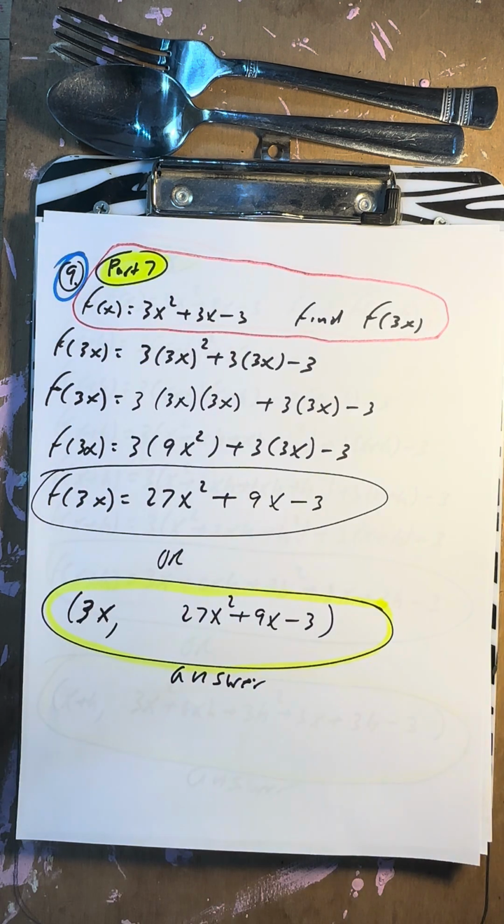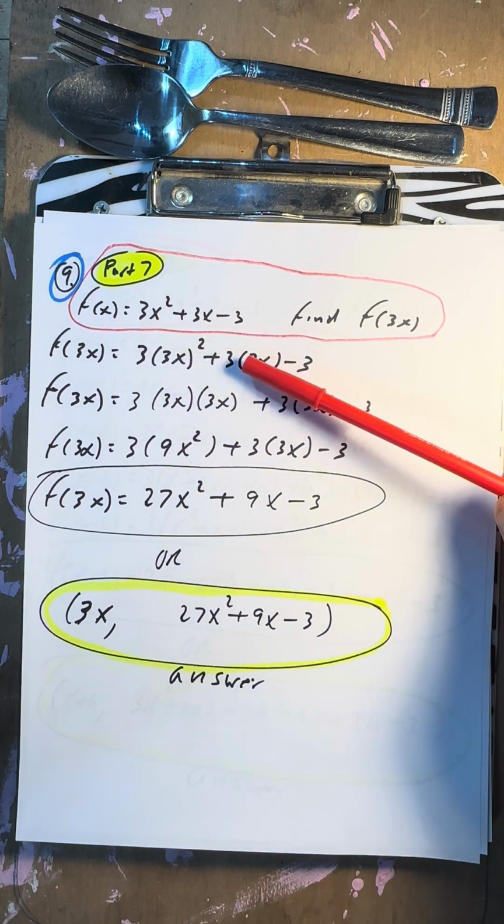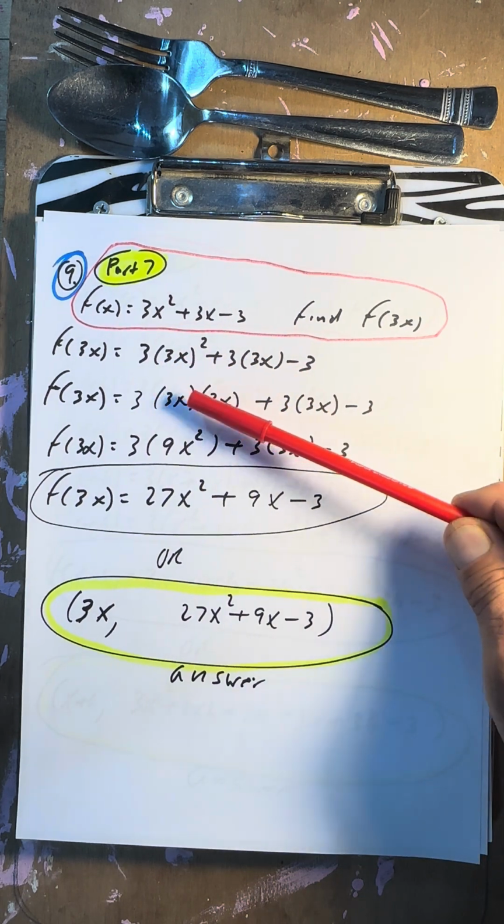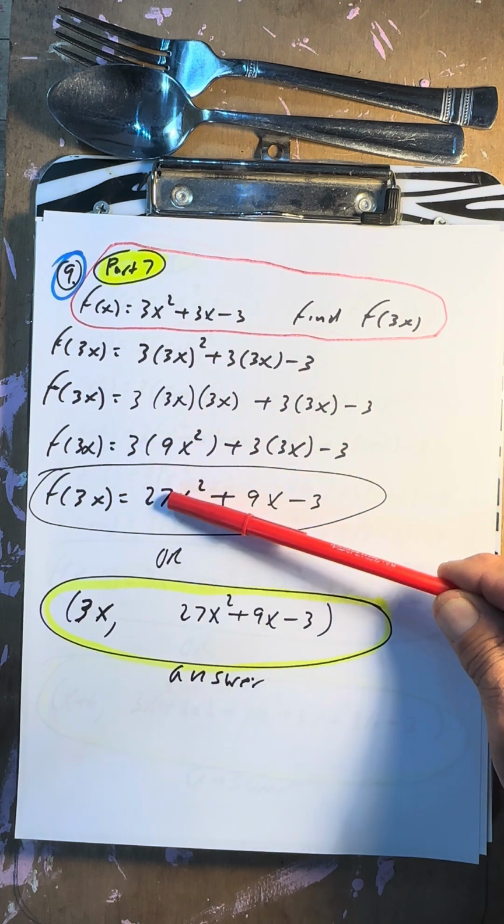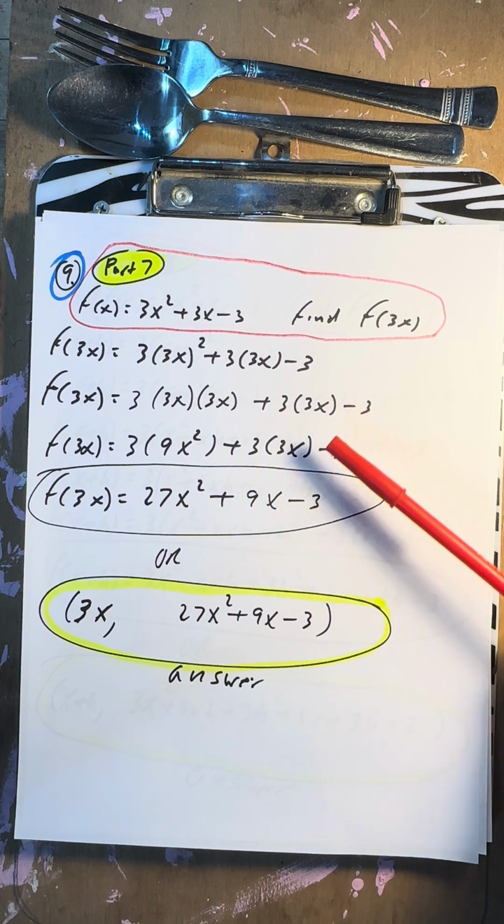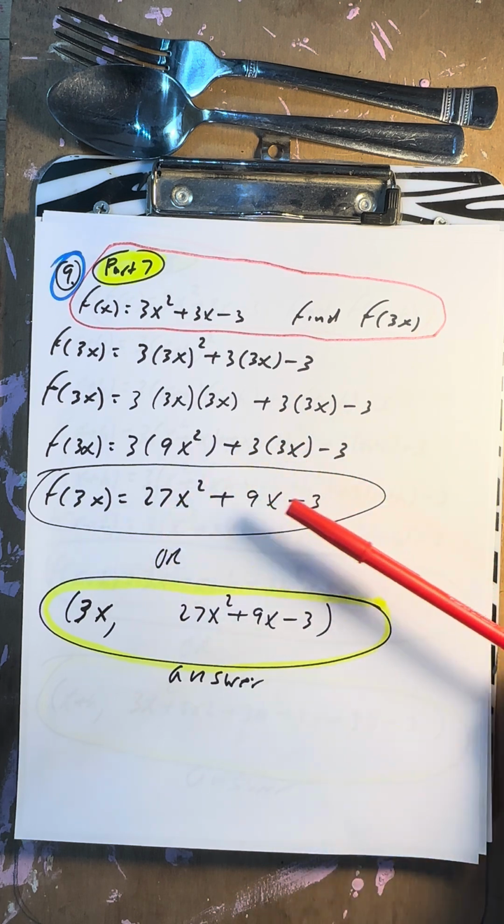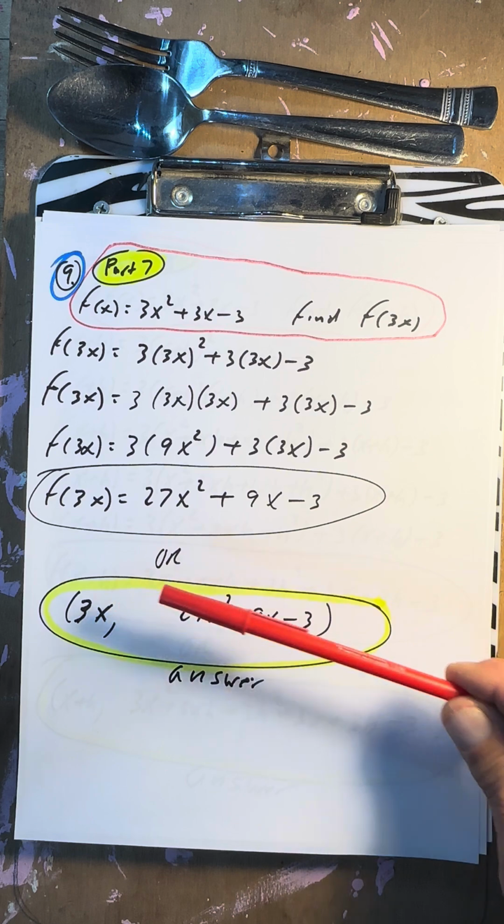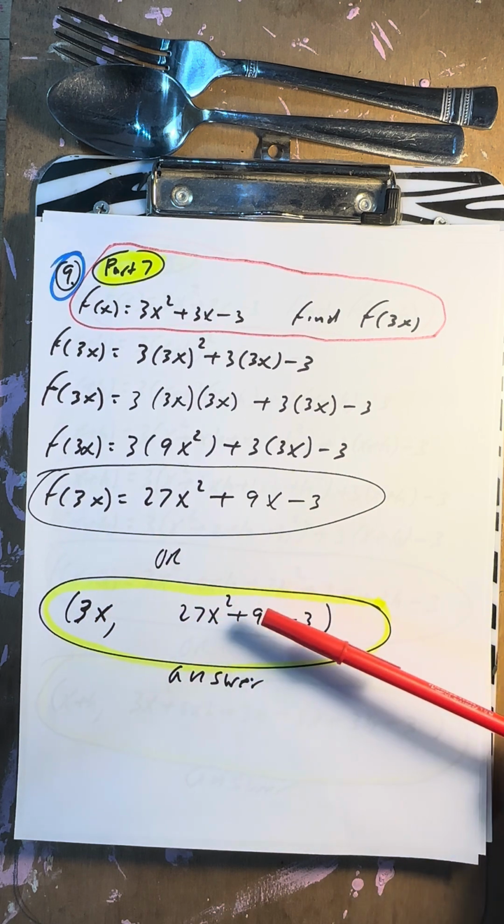Part 7. F of 3x. So put 3x right there, 3x right there. So we have 3x on 3x is 9x squared. That's 27x squared. 3x on 3 is 9x minus 3, and then that's it. Nothing else we can put together. No like terms. So 3x, comma, 27x squared plus 9x minus 3.